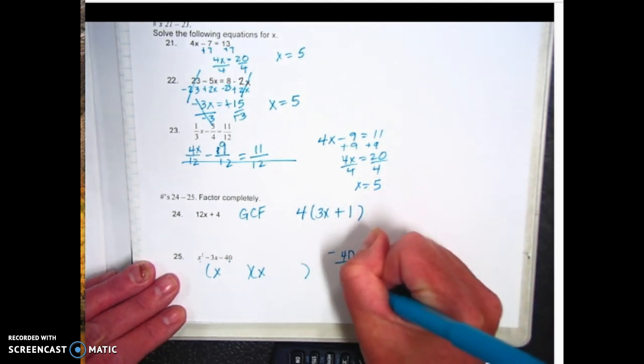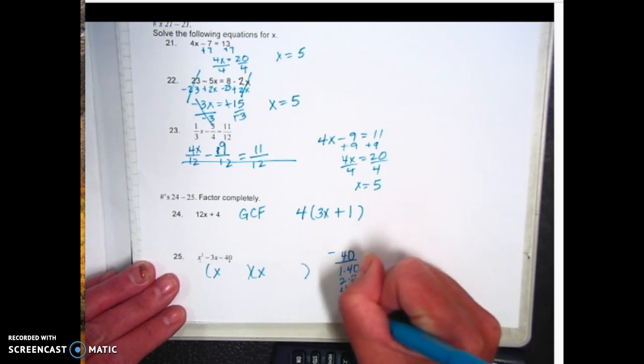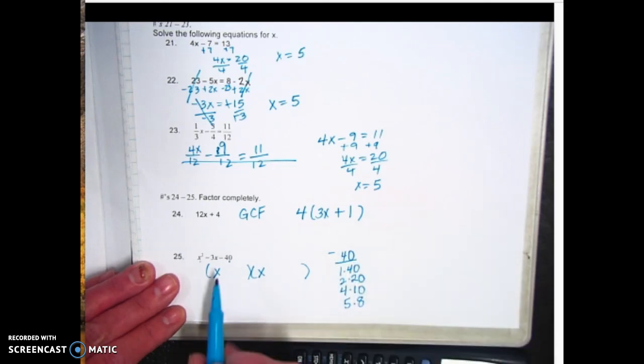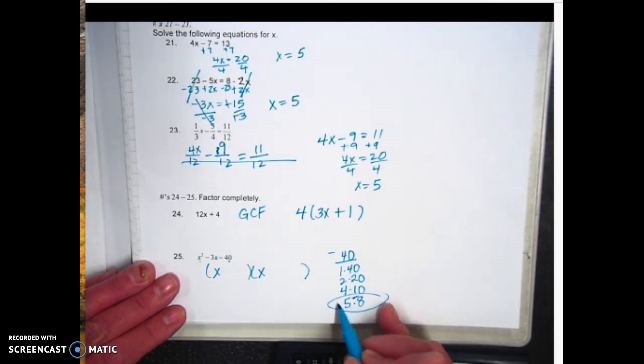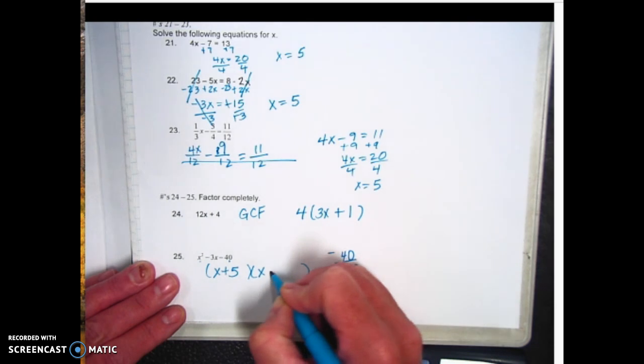If you're not sure, you can list all the factors of negative 40, which are 1 and 40, 2 and 20. 3 doesn't go in there evenly, but 4 goes in there 10 times, and 5 goes in there 8 times. I can recognize that 5 and 8 are 3 apart from each other. That means the 8 needs to be negative, and the 5 needs to be plus. So it's going to be x plus 5 and x minus 8.